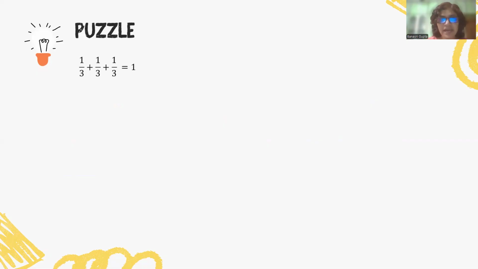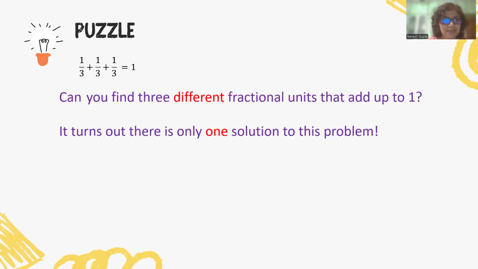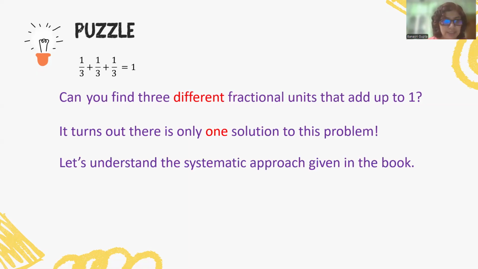Now, can we add three different fractional units that add up to 1? Like 1/3 added 3 times gives 1, that is fine. But can we add three different fractional units? It turns out that there is only one solution to this problem. This is solved in the textbook, but we'll just see to get a feel of how they are solving it. Let's understand the systematic approach given in the book.